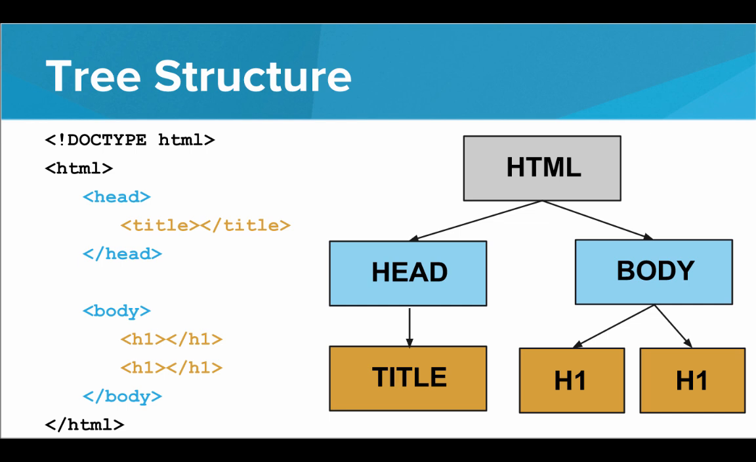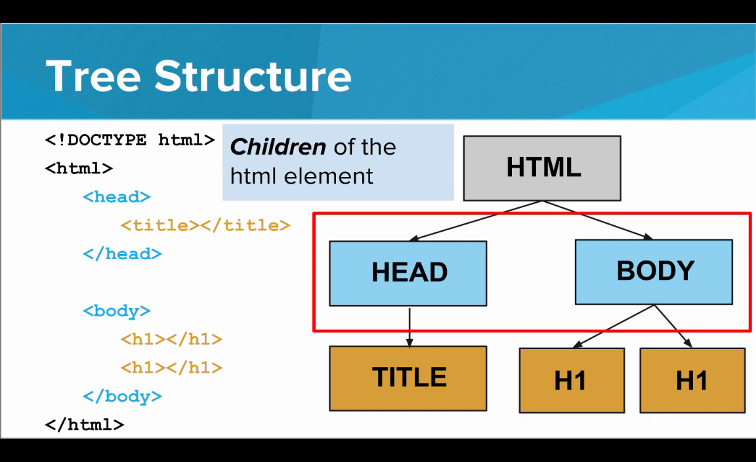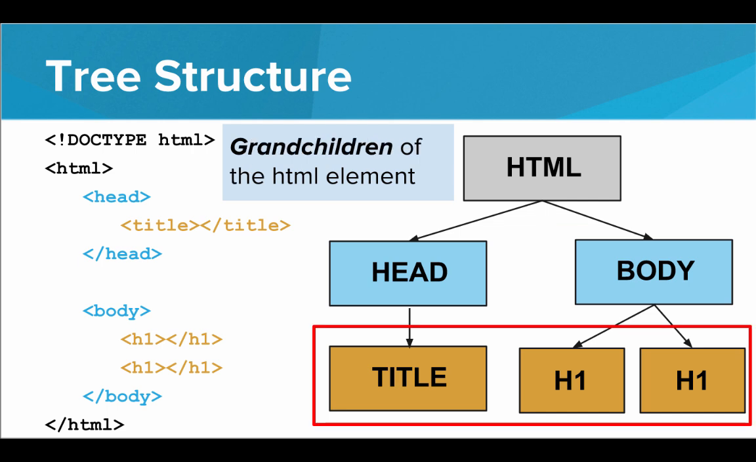So this tree structure actually shows us how this family terminology comes into play. So here, these are all descendants of the HTML element. They're all underneath the HTML element in this tree because they're all inside of that HTML tag. So these are descendants of the HTML element. These are children of the HTML element because they're one level in. The things 2 levels in would be grandchildren of the HTML element. So these are all descendants, these are the children, and these are the grandchildren.